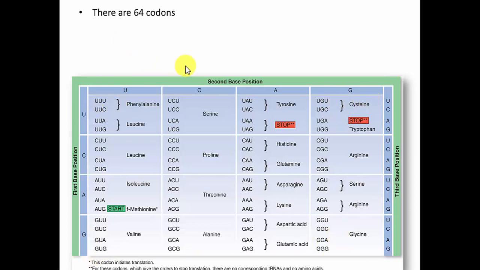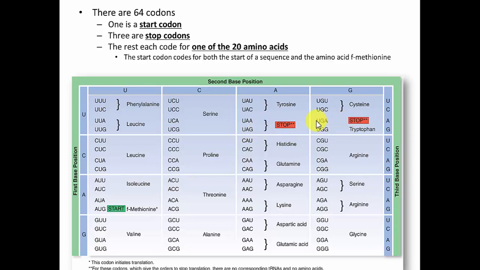So of those 64, we have one that is officially a start codon. This codon here, in the vast majority of cases, is always going to occur at the very beginning of the RNA molecule. 3 are official stop codons. So those are shown here, UAA, UAG, and UGA. These are all official stop codons. They would always occur at the end of the messenger RNA. All of the rest of them code for one of the 20 amino acids.